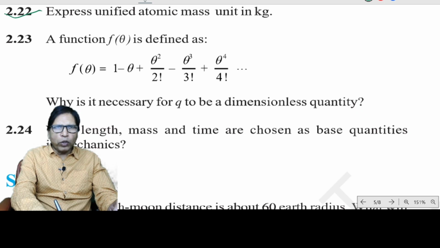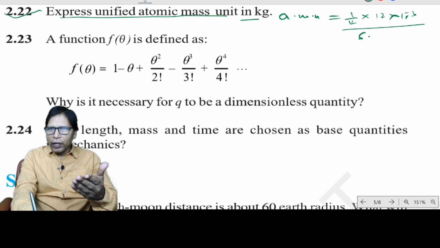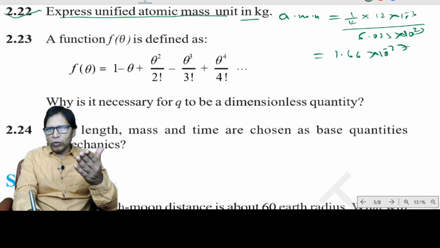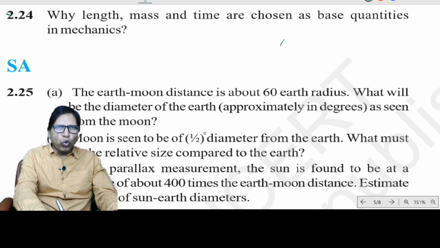Now question 2.22. Express the unified atomic mass unit in kg. Now look at this. 1 AMU equals 1 by 12 part of the mass of a carbon-12 isotope. Look at this. This equals 1 by 12 into 12 into 10 to the power minus 3 whole divided by Avogadro number. What is the Avogadro number? 6.023 into 10 to the power 23. This becomes 1.66 into 10 to the power minus 27 kg. Okay, no problem.